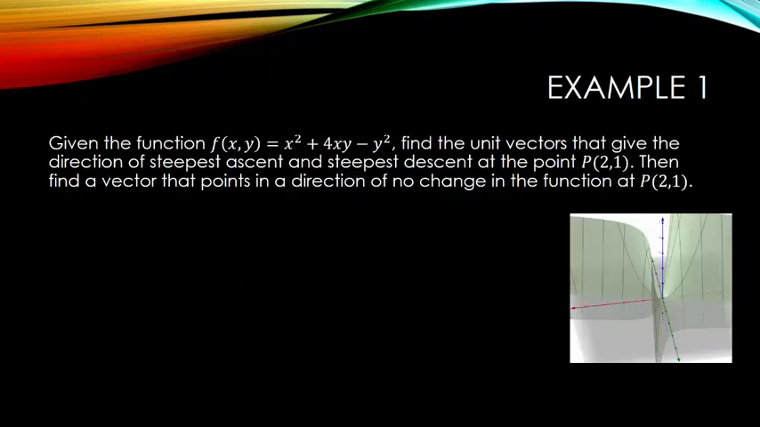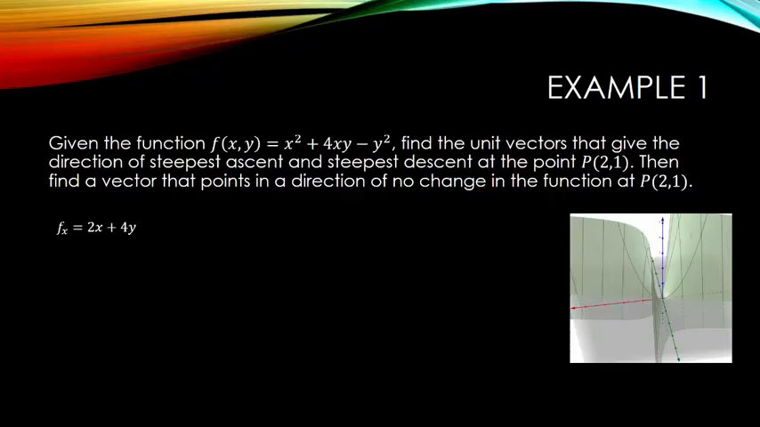If I'm given the function f of (x, y) is equal to x squared plus 4xy minus y squared, I want to find the unit vectors that give the direction of steepest ascent and steepest descent at the point given by the coordinates (2, 1). Then I want to find a vector that points in a direction of no change in the function at that point P given by the coordinates (2, 1). My surface for this function is a hyperbolic paraboloid.